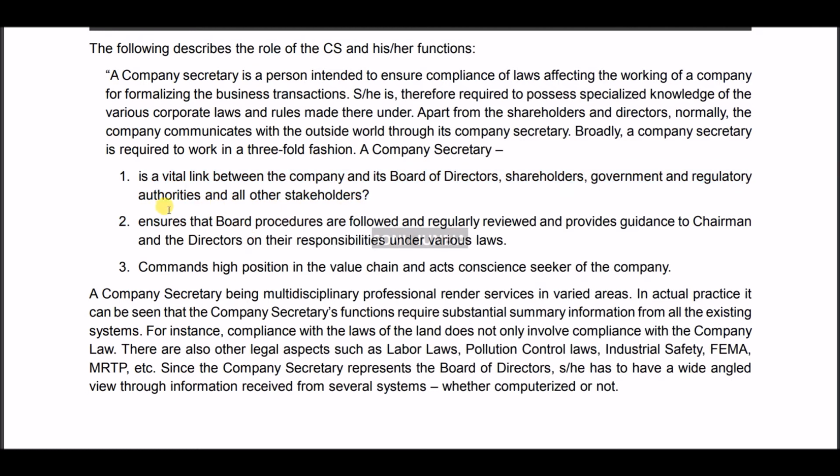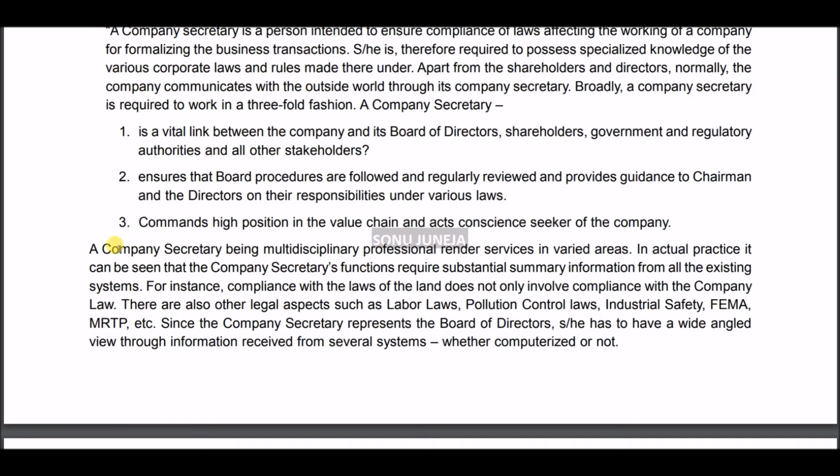Ensures the board procedures are followed and regularly reviewed, to provide guidance to the chairman and the directors of their responsibility under various roles. Commands a high position in the value chain and acts as the conscience seeker of the company. So the company secretary, being a multidisciplinary profession, renders service in varied areas. Actual practices can be seen by the company secretary; the function requires substantial summary of information from all existing systems.